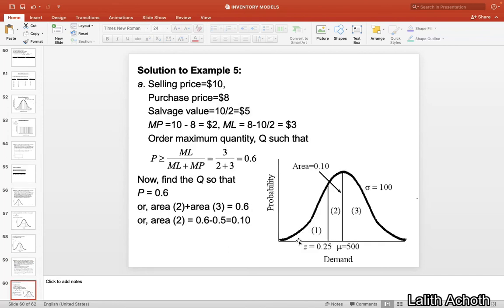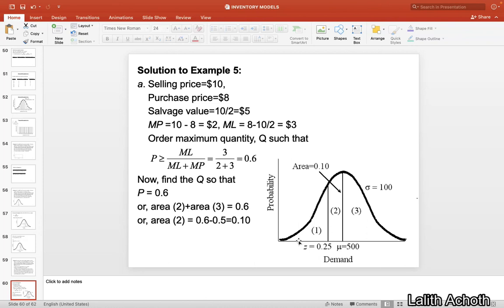So here it is. Selling price is 10, and the mean and standard deviation are used to calculate Z. Purchase price is 8. Salvage value is half the price, so 10 divided by 2 is 5. Marginal profit is 10 minus 8, that is 2. Marginal loss is 8 minus 5, which is 3. Order the maximum quantity Q such that ML divided by ML plus MP is 0.6.